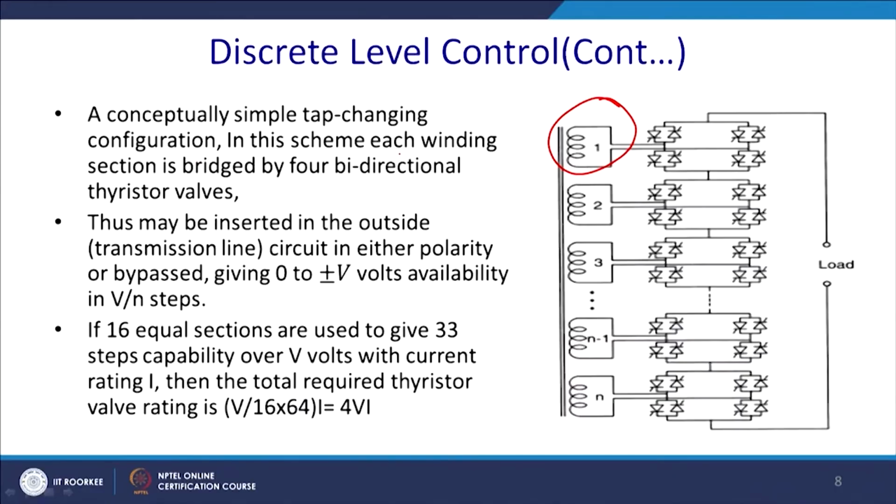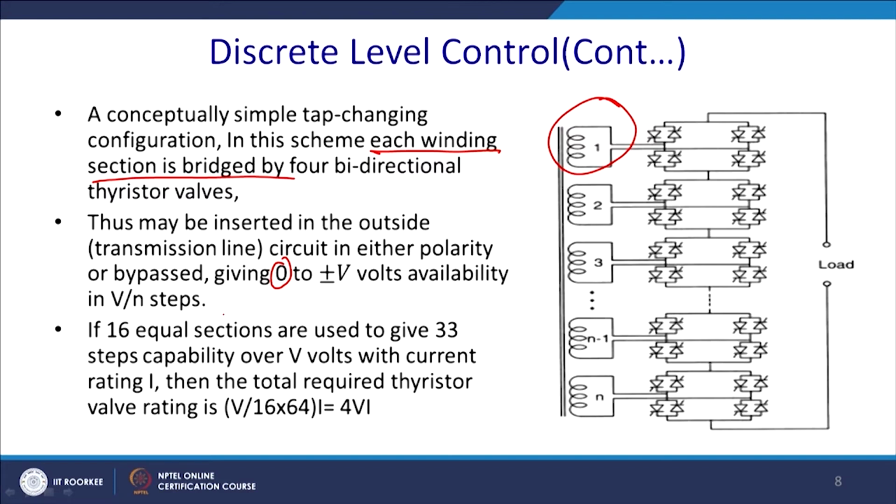Conceptually, in the simple step changing configuration of this scheme, each winding section is bridged with 4 bidirectional thyristor valves. So, these are the 4 bidirectional thyristor valves. You can allow current to pass through these switches, pass through these magnetics, or you can simply bypass these magnetics, you have a choice. Thus, it may be inserted in the transmission line circuit with either polarity or bypassed, giving 0 or plus minus V volts in n number of steps.